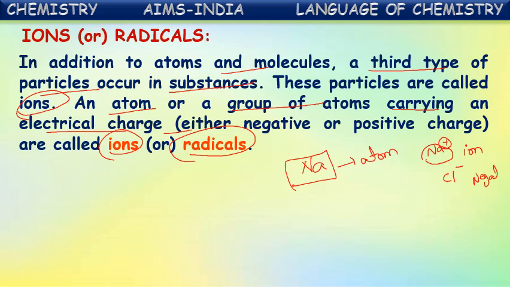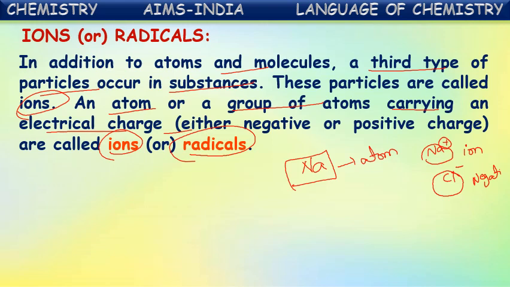You can ask one question: why did I write a positive charge for sodium and a negative charge for chlorine? That is a different topic, we'll learn soon. Simple: sodium is a metal, and metals get a positive charge, they are ready to lose. Chlorine is a non-metal, they are ready to gain. What is this loss of electrons, what is this gain of electrons, we'll learn later.